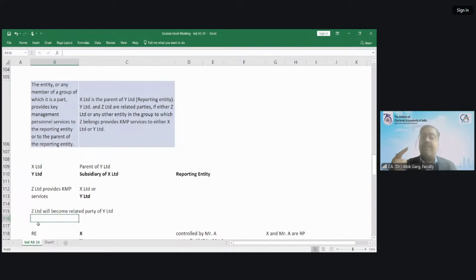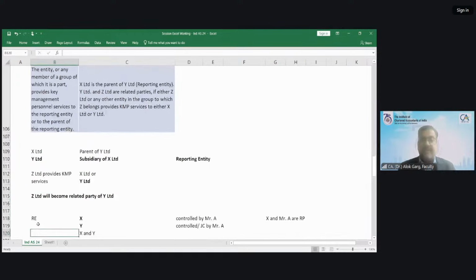So अगर Z Limited Y के पेरेंट को भी केएमपी सर्विस दे रहा है तो Y के रिलेटेड पार्टी हो जाएगा, एंड ऑफ कोर्स X की तो होगा ही होगा. ओके. सो Z Limited will become related party of Y Limited.